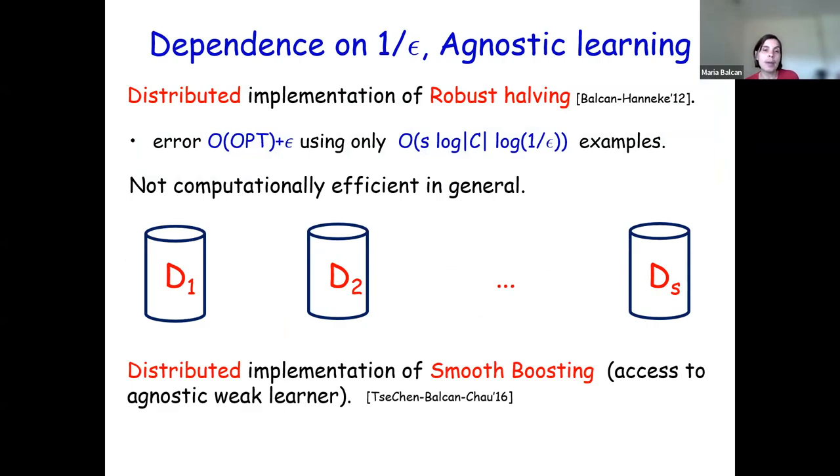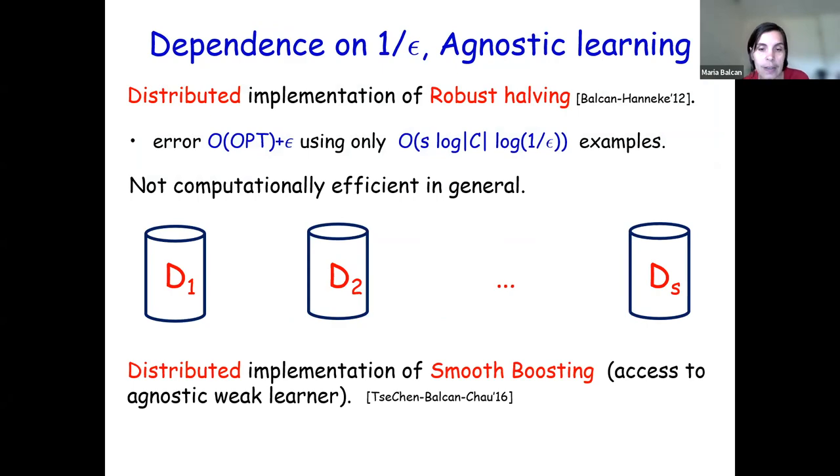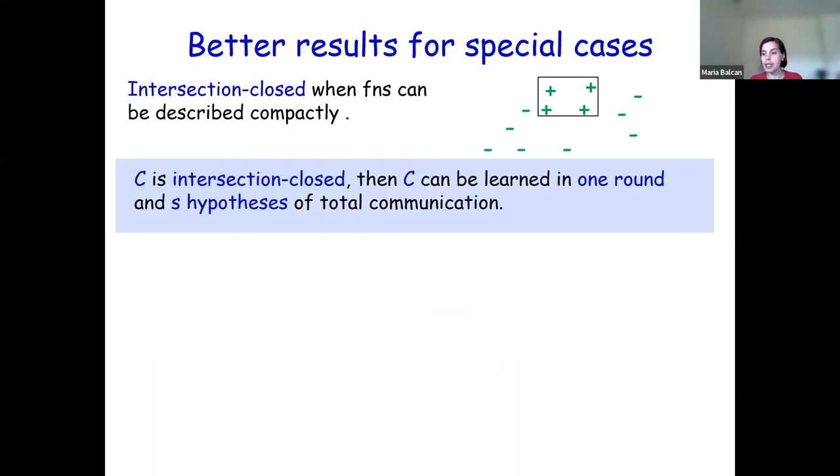One of my students had a paper doing so. It's non-trivial to get equally nice results in the agnostic case, just because a lot of the noise-tolerant boosting procedures don't have this cool property that AdaBoost has, that the error decreases exponentially in the number of rounds. The dependence on 1 over epsilon is much worse, like 1 over epsilon squared. So it was not trivial to get a result for the agnostic case, but my student Shang Chen was able to do it. So we can also have a distributed implementation of a smooth boosting procedure, where you make sure that the weight on any given example doesn't get too high.